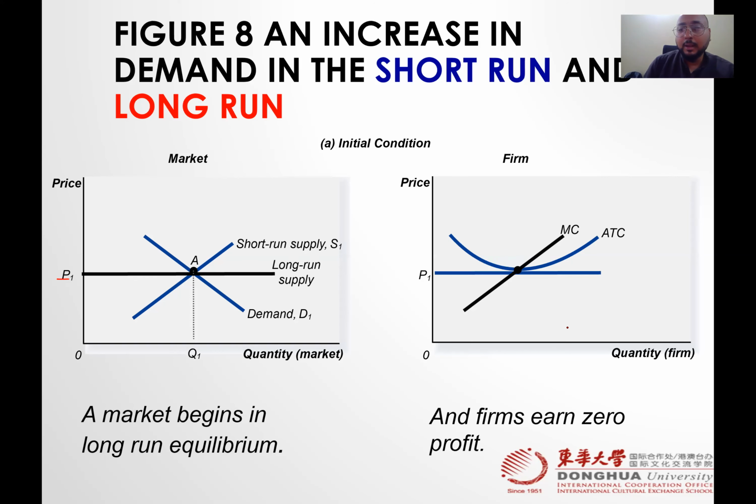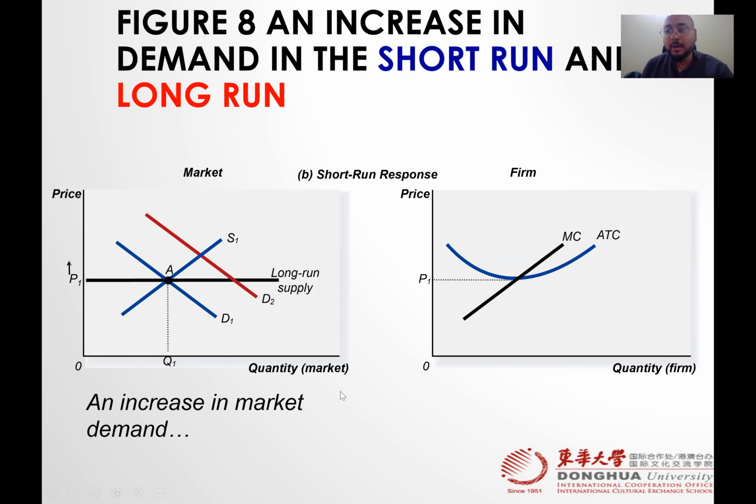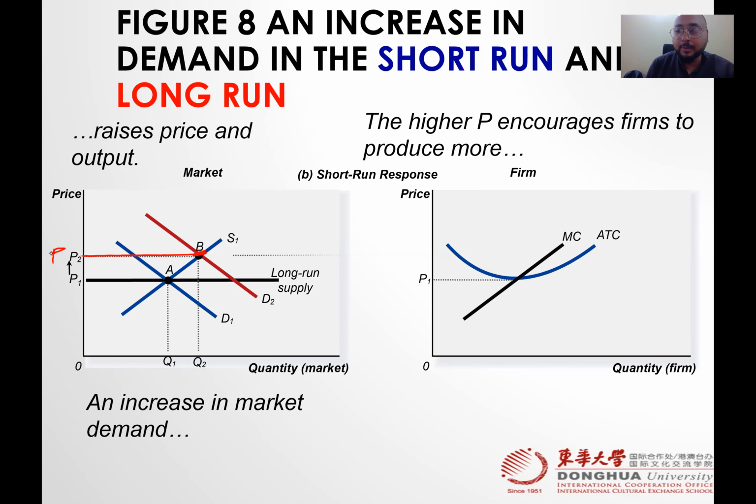But what happens if demand increases? Demand increase means a shift to the right. When demand shifts to the right, we have a new equilibrium and the price increases here. When the price increases, what happens? Sorry, not the supply curve, the price line increases. Price increases means now where we are producing, the price is above cost. It means we are having profit.